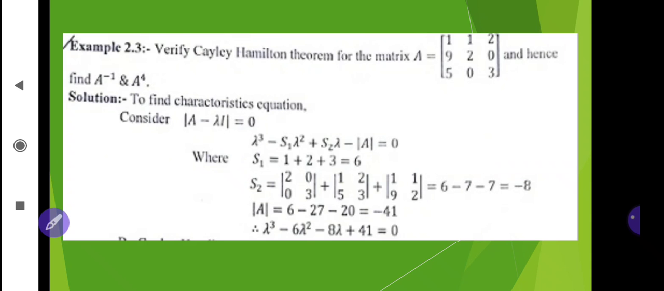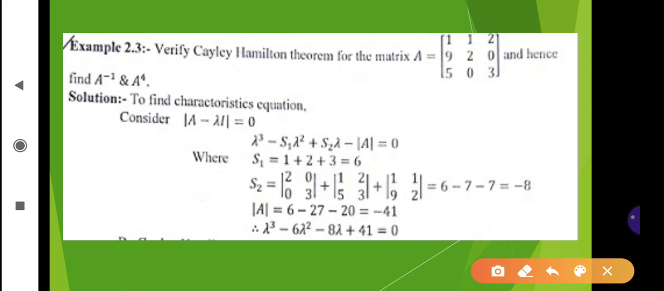Then the examples on the Cayley-Hamilton theorem. So the first question is to verify Cayley-Hamilton theorem for the matrix A, whose first row is 1 1 2, second row is 9 2 0, third row is 5 0 3, and hence find A inverse and A raised to 4. So first of all we have to verify the Cayley-Hamilton theorem.